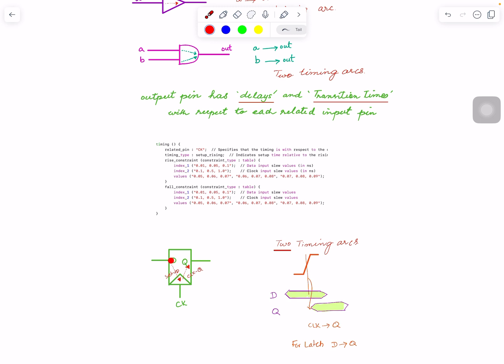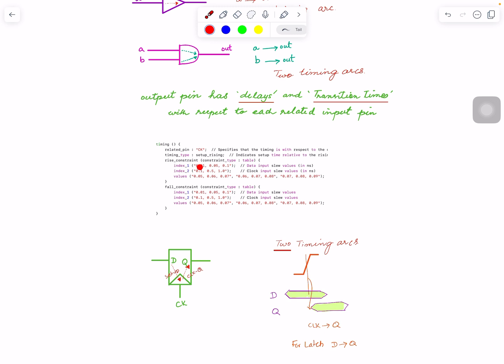So with respect to pin D, I just extracted the relevant section of the standard cell sample library. I used ChatGPT to give me this so that you can understand the syntax of it. So this pin D has a related pin CK, and it has a timing type of setup rising. It can be a rise or it can be a fall, right? So there is a rise constraint and there's a fall constraint.